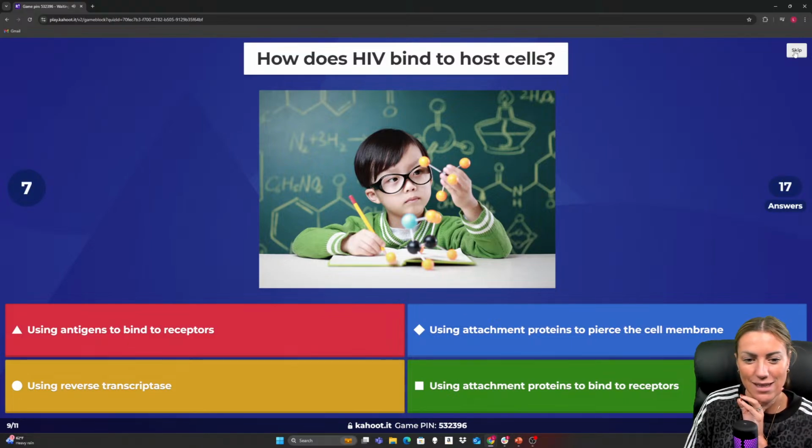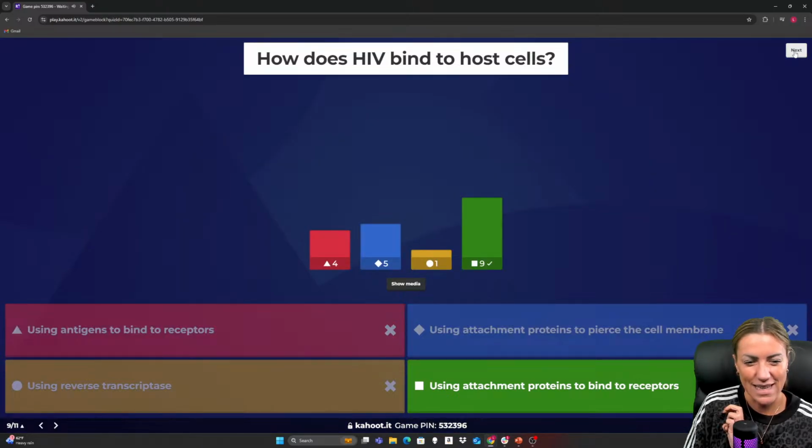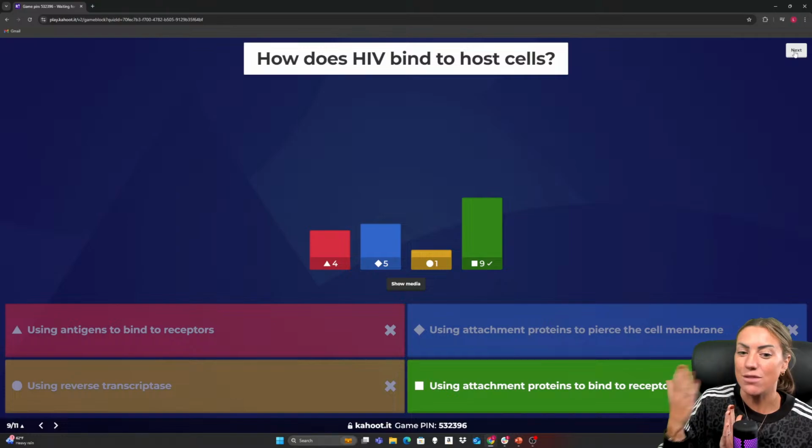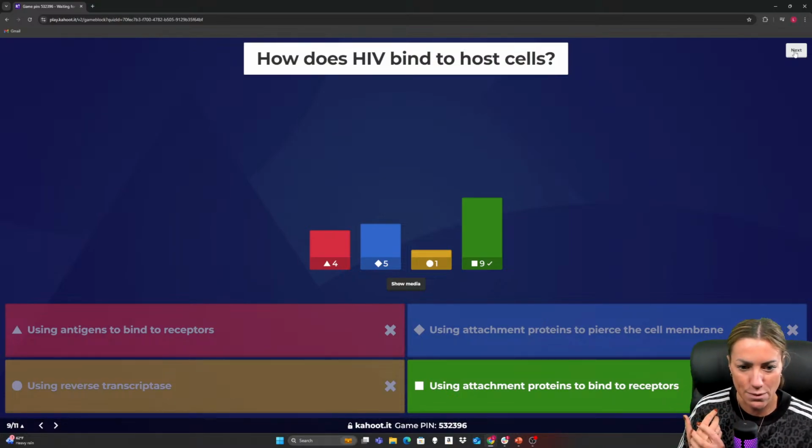Again, I was trying to think of answers to confuse you a little bit. Yeah, so HIV, obviously a virus, has attachment proteins on its surface, and the attachment proteins bind to receptors on the cell surface membrane. They don't actually pierce the cell membrane. We don't call them antigens on the virus, we call them attachment proteins.